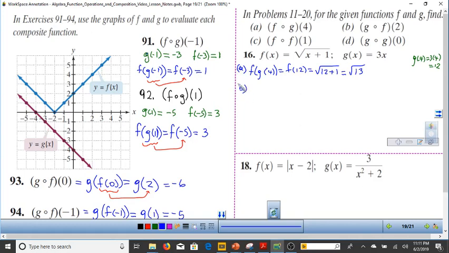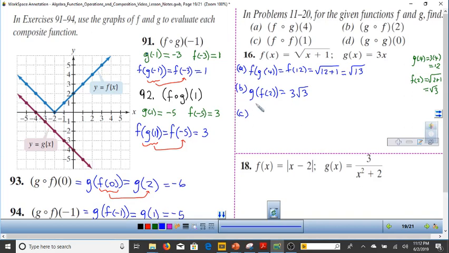Part B, g of f of 2. So let's identify f of 2 first. So f of 2 is the square root of 2 plus 1, which is the square root of 3. So g of f of 2 is 3 times the square root of 3. Let's go to part C. And I encourage you to pause the video and try some of these on your own first.